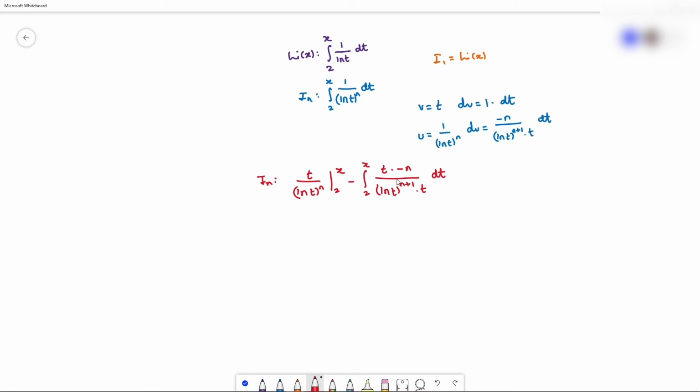So most things cancel out here, so the t's cancel out. The minus I bring outside to make a plus. And now I'm going to tidy this up. I sub n, evaluating that, we get x over ln x to the power of n minus 2 over ln 2 to the power of n plus, I'm going to take the n out, and then what remains is basically I sub n plus 1.